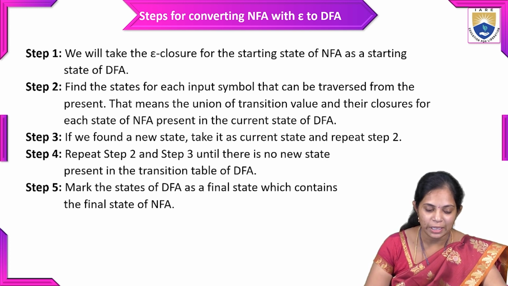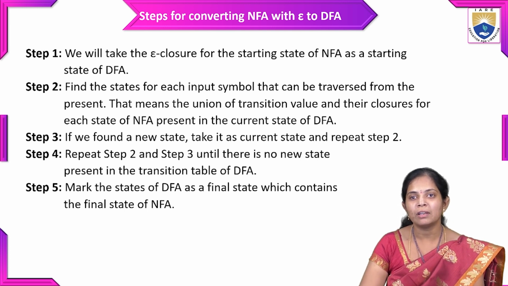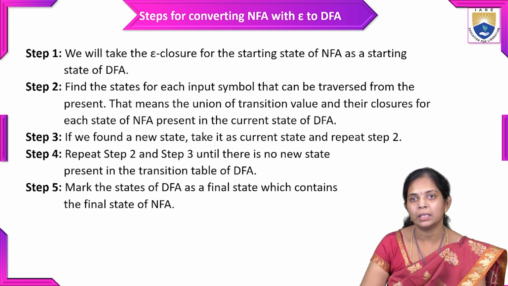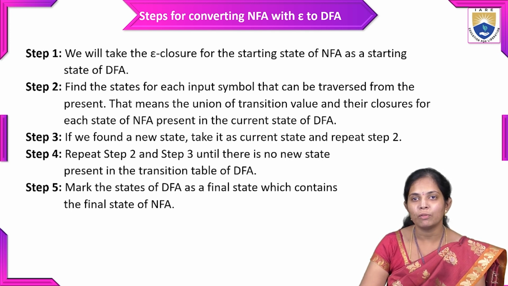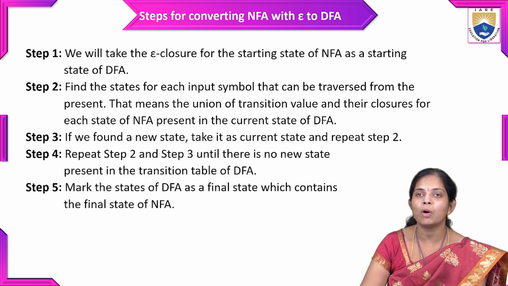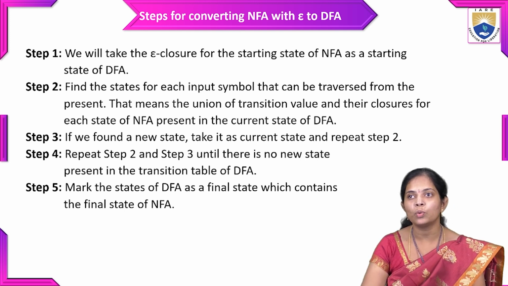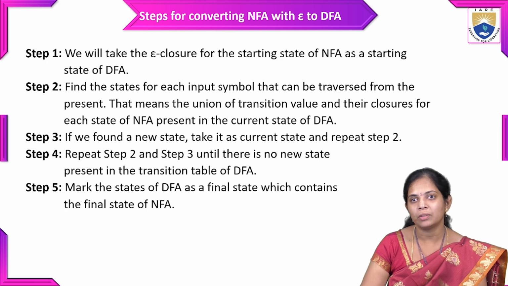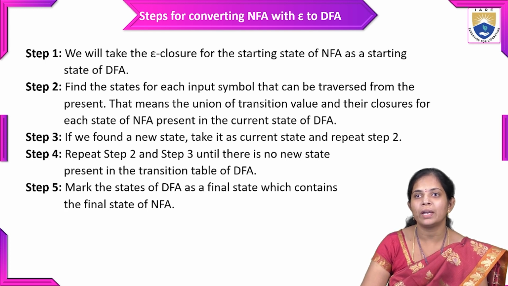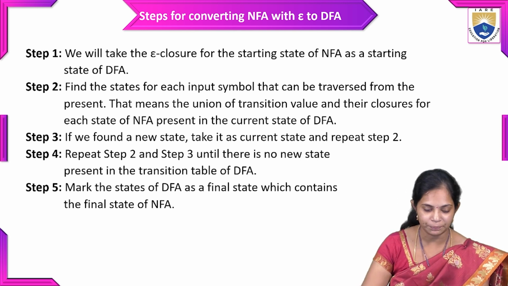In step 3, if we find a new state, we take it as the current state and repeat step 2. This step is repeated in the NFA to DFA conversion example we studied. If we find any new state in the conversion, we have to start from that state. The fourth step is to repeat steps 2 and 3 until there is no new state, to find all the transitions and build the transition table for the DFA.